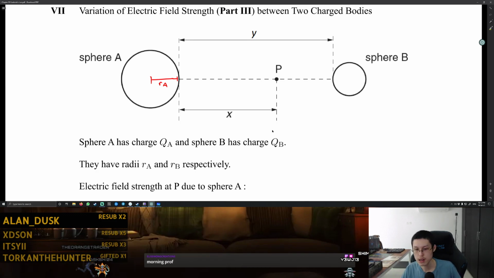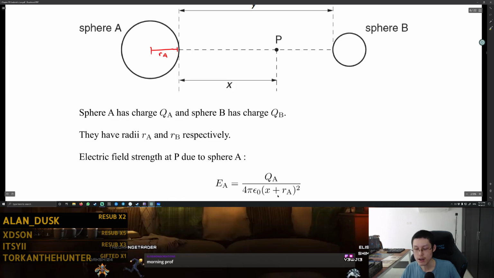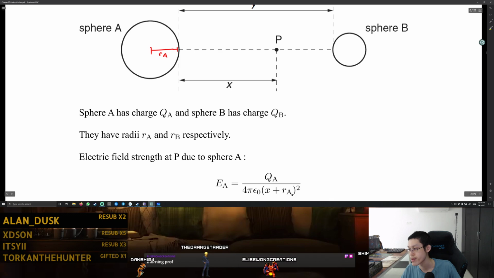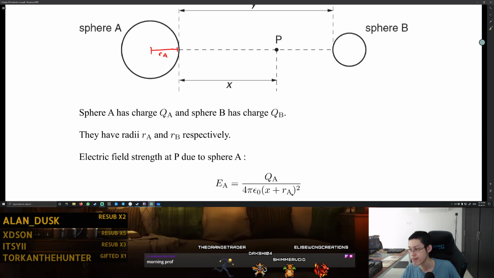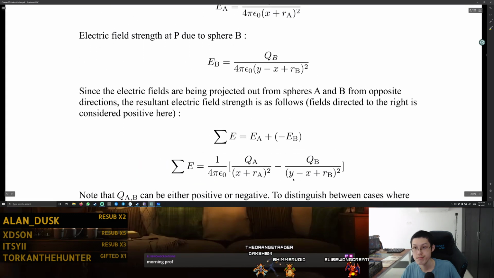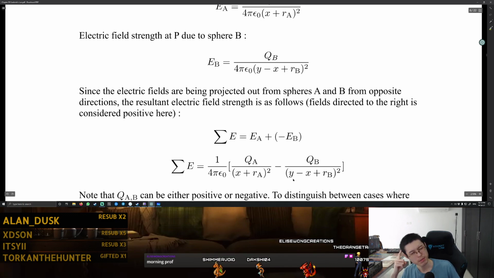So how should I explain this? You see this R here? Actually, no. How do I explain this? What's the best way to explain this?